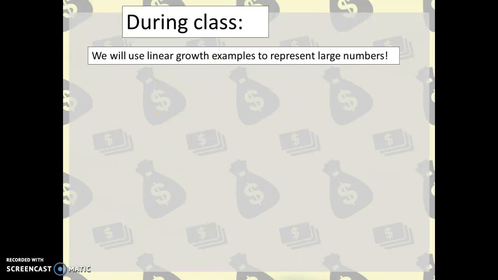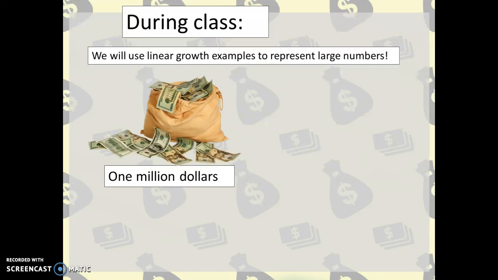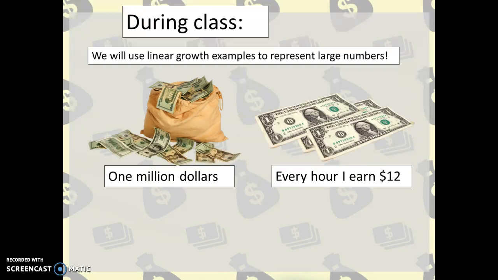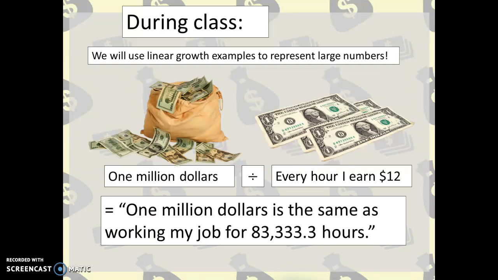So think about those and then understand how we can take a big number. Let's do $1 million in this case. Let's go back to my salary and say every hour I earn $12, and you can break it down using division. You say, wait a minute, take that big number, break it down with my linear growth model, and then we can get a representation. $1 million is the same as working my job for 83,333.3 hours. That's an accurate representation. It might not be the most helpful. For instance, all those hours, that's hard to make sense of. Maybe you want to break it down even further into days. So these are the next steps that you'll consider on your own.